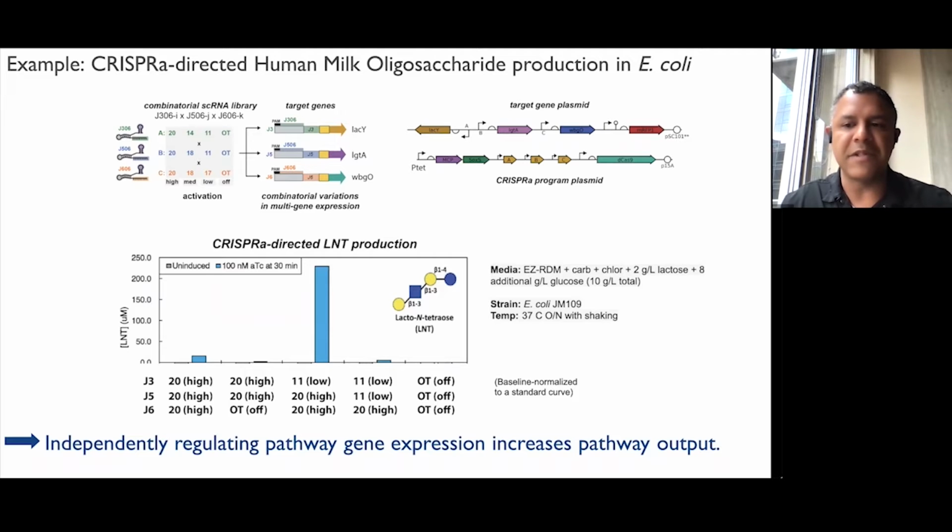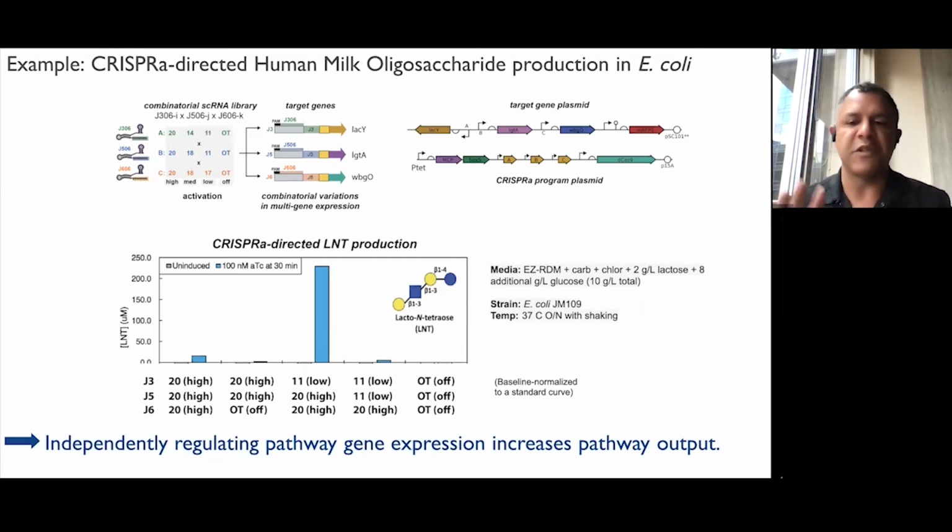Now, you might think of this as a focused combinatorial library, a subset of all the possible scRNA library designs of high, medium, and low that would be possible. And what we see is that when we induce expression of the scRNAs, we're able to generate significant amounts of LNT, something like 160 milligrams per liter. And I'd also make the point that significant LNT production is only observed with the low, high scRNA program, which illustrates an important point, consistent with lots of observations in the field: generally speaking, the highest levels of production from an engineered pathway are rarely obtained from the highest levels of gene expression. We really do have to balance the supplies and demands for cellular resources.